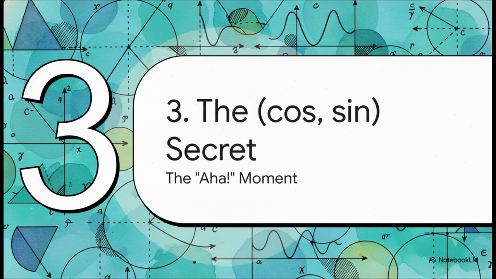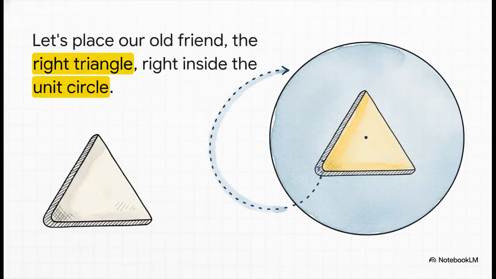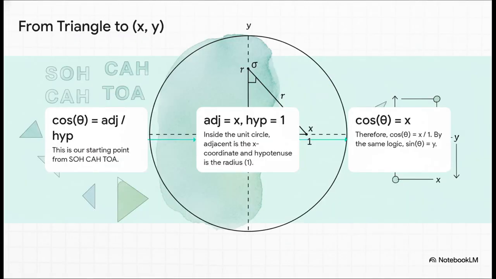All right, you're going to want to lean in for this next part because this is it. This is the big aha moment. This is where we connect the old world of triangles to this powerful new circle. So what we're going to do is take our old friend, the right triangle, and actually put it right inside the unit circle. Just imagine drawing a line from the center out to any point on the circle's edge. That line is our hypotenuse. Then you just drop a straight line down to the x-axis and bam, you've got a perfect little right triangle living inside the circle.